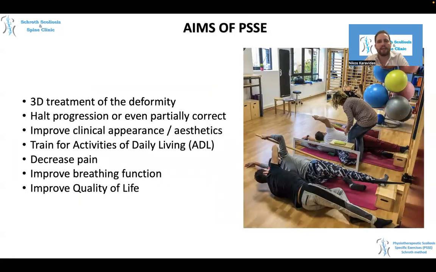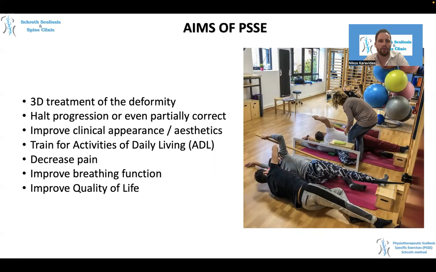Now, let's take a look on the aims of conservative treatment with scoliosis-specific exercises. We need to have a 3D treatment of the deformity. So scoliosis is a 3-dimensional deformity, and we need to apply the corrections in all 3 dimensions. The main aim is always to halt progression. So please take care on that.